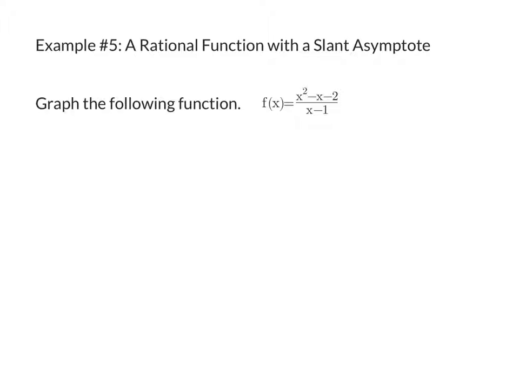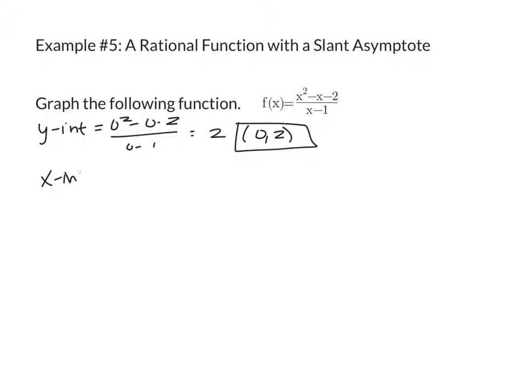So we have x squared minus x minus 2 over x minus 1. Again, go back and find all of our important information. We start with the y-intercept, which means making all of our x's 0. So it'd be 0 squared minus 0 minus 2 over 0 minus 1. That's negative 2 over negative 1, which is positive 2. So as an intercept, that'd be (0, 2).